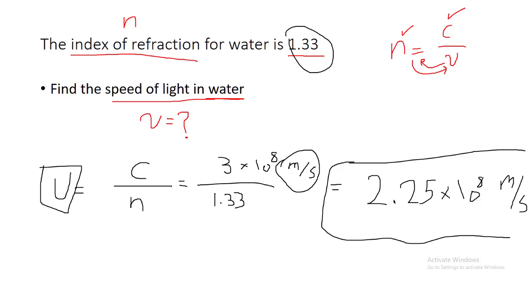So this is how you solve this equation in chapter 6. And these are the only 2 possible cases. If you have v, you find n. If you have n, you find v. And that's it. Very simple.